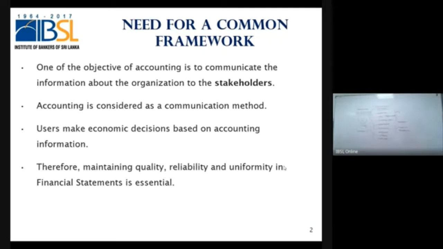Now when somebody is publishing financial information, you should be confident to make use of it. That is what reliability is. Reliability means where you can depend on this financial information and you can make a decision.